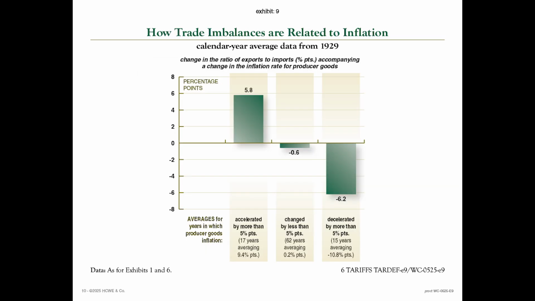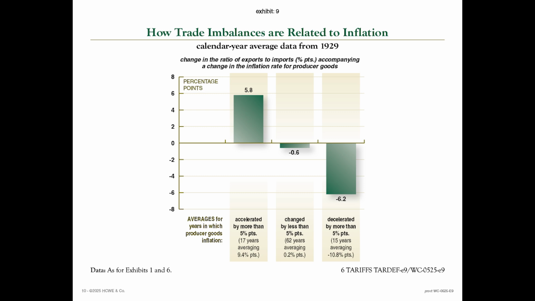But once we move to inflation, it does get definitely more complicated. This is the maximum time frame we're using, all the way back to 1929, nearly 100 years. And this shows the relationship between the inflation rate and the resulting trade imbalance change. And we find that when inflation accelerates, we get a change in the ratio of exports to imports which is favorable. And when inflation decelerates, we get an unfavorable effect.